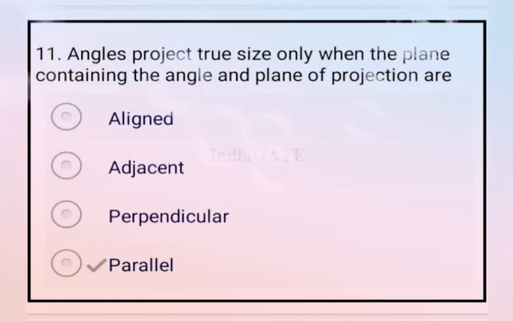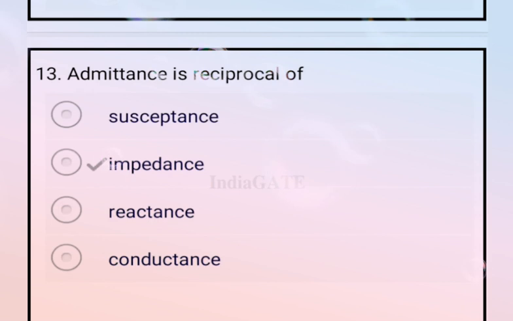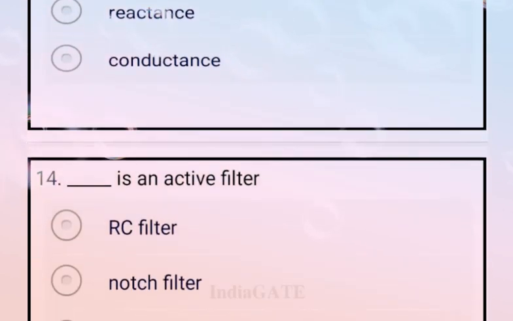Angles project true size only when the plane containing the angle and the plane of projection are? The correct answer is option D, parallel. Next question. Tesla is a measure of? The correct answer is option A, that is magnetic flux density. Next question. Admittance is the reciprocal of? The correct answer is option B, that is impedance.